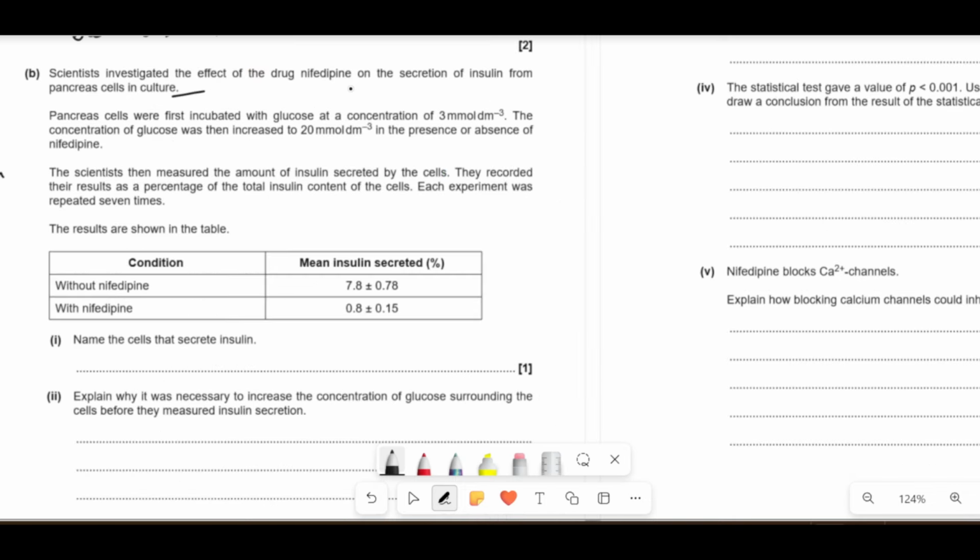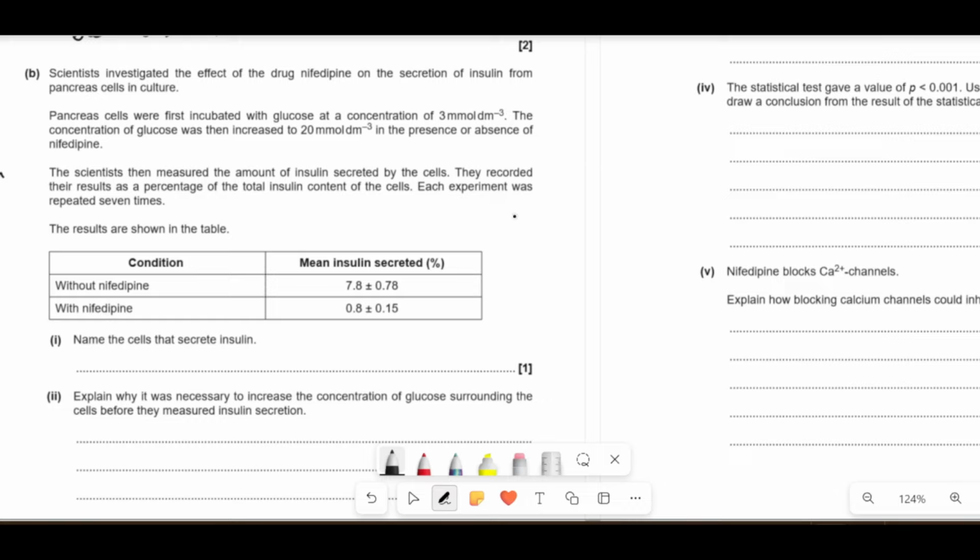Scientists investigate the effect of a drug called nifedipine on the secretion of insulin from pancreas cells in culture. That's a calcium channel blocker. Pancreas cells are first incubated with a concentration of glucose. The concentration of glucose is then increased in the presence or absence of nifedipine. The scientists then measured the amount of insulin secreted by the cells, and they recorded it as a percentage of the total insulin content of the cells. Each experiment was repeated 7 times.